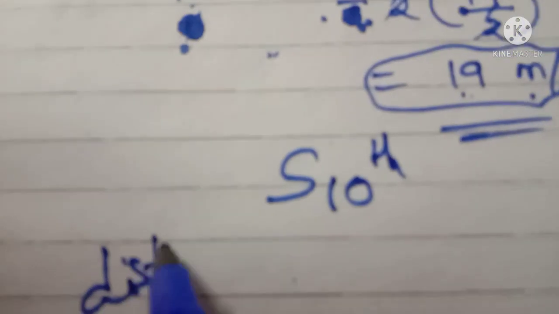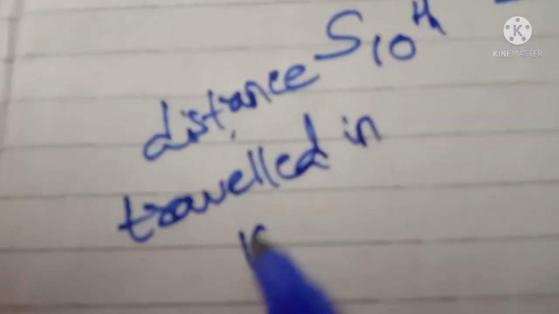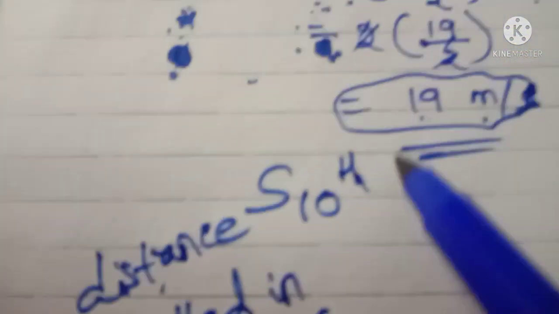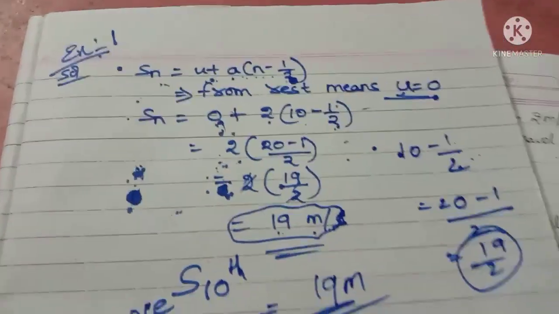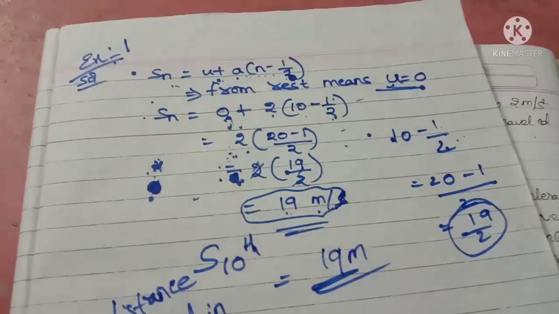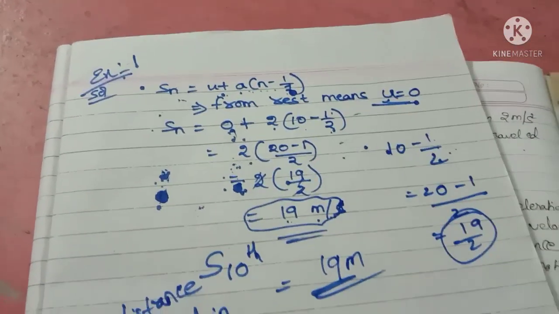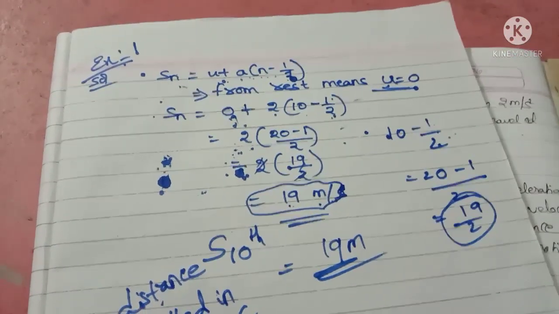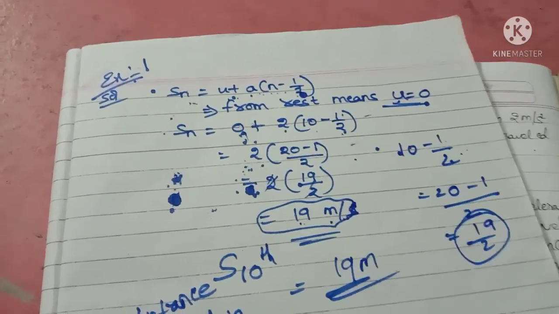Distance traveled in 10th second, what is that? 19 meters. This is the answer. Just go through this video once again repeatedly so that you will understand very well. Okay now, my dear children, hope you all understood. With this our second chapter motion is completed. Please do practice those problems.